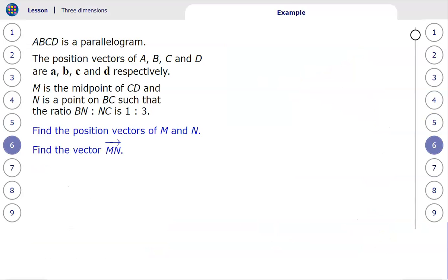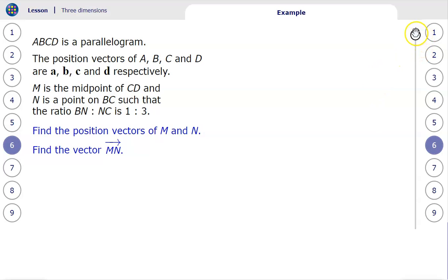Now, ABCD is a parallelogram. We have position vectors for the points A, B, C, and D. M is the midpoint of CD, and N is a point on BC such that the ratio of BN to NC is 1 to 3. Find the position vectors of M and N, and find the displacement vector MN.